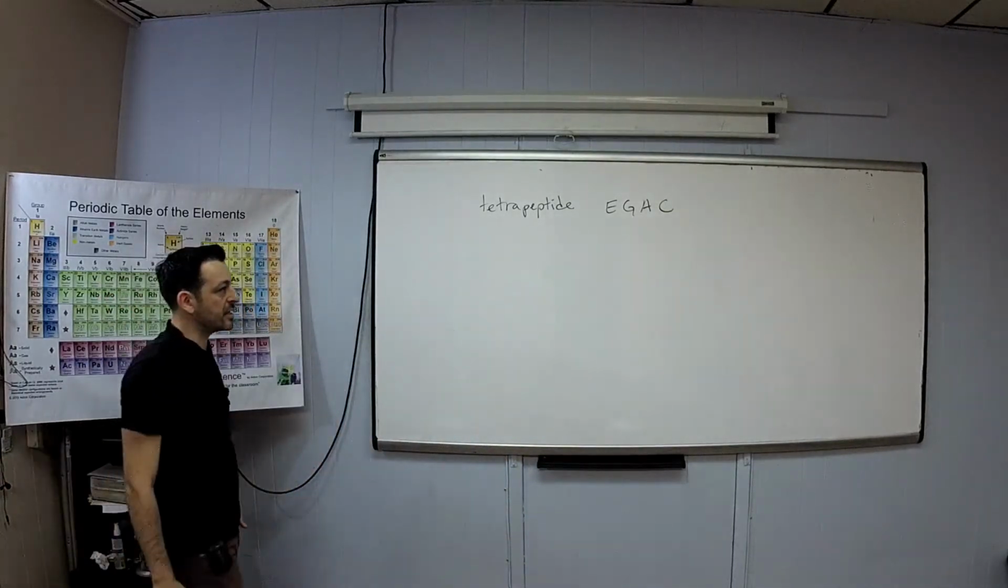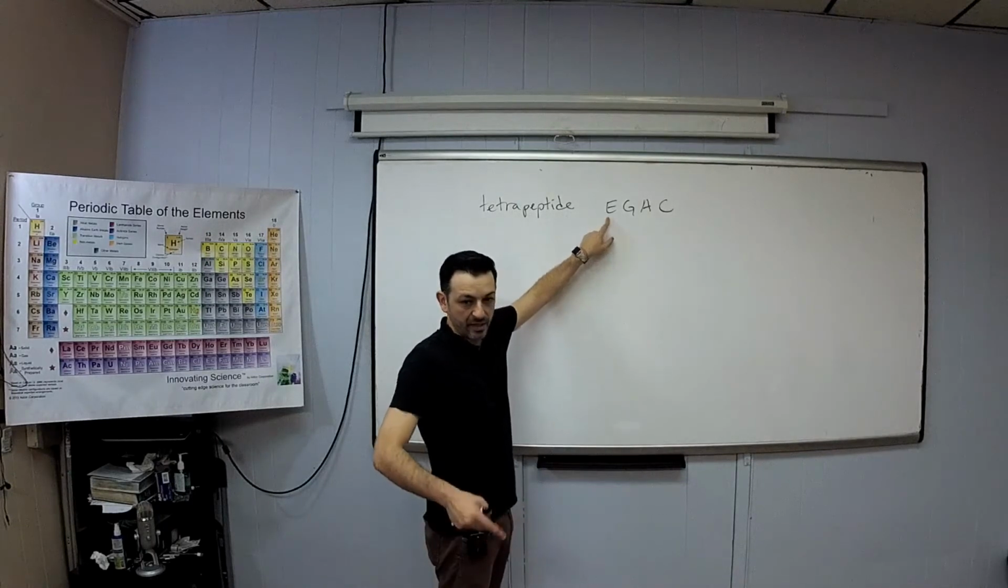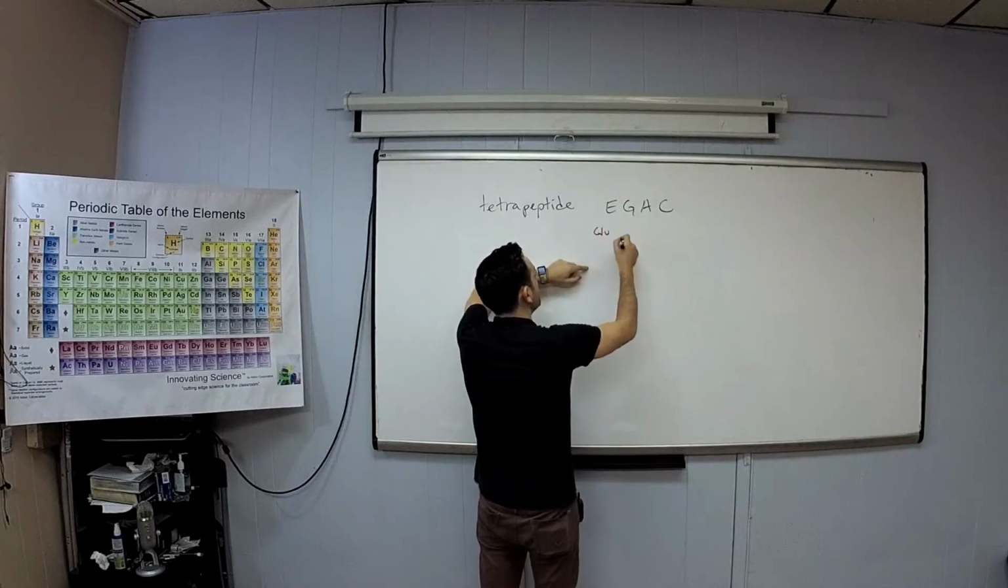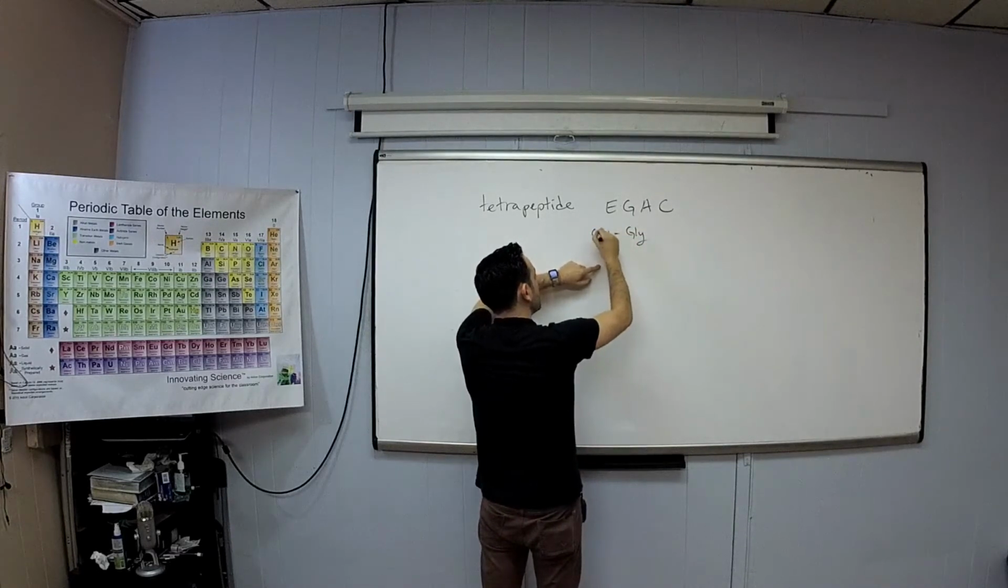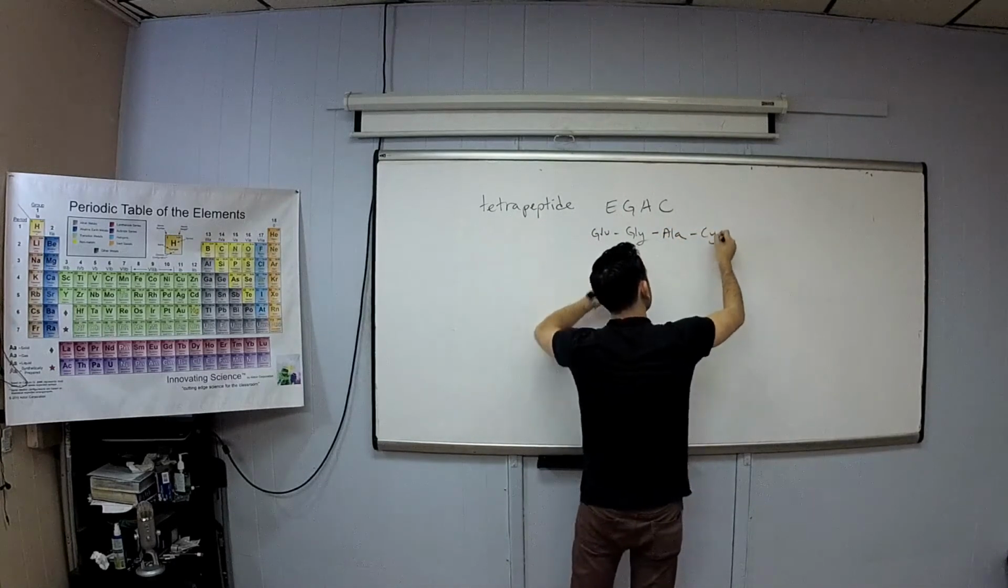What's EGAC? E, the single letter code, DE. E is glutamic acid. Glutamic acid connected to glycine, the simplest amino acid. Connected to alanine, connected to cysteine.